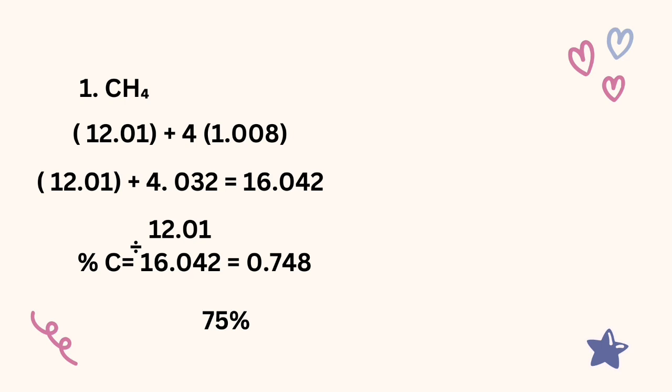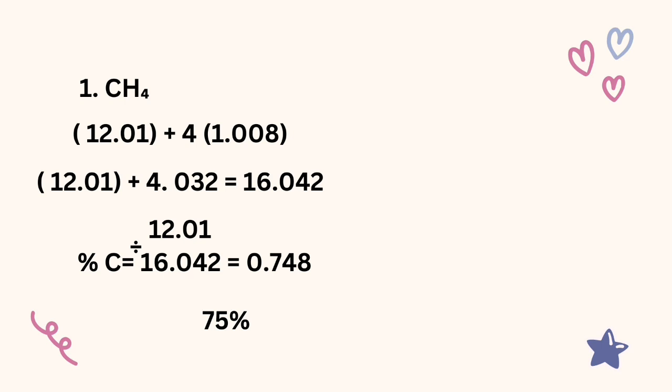Percentage of composition. First example, we have CH4. First, get the compound mass in this element. Carbon has atomic mass 12.01 and hydrogen has 1.008. After that, calculate the atoms and atomic mass. So we have 12.01 plus 4.032 is equal to 16.042.